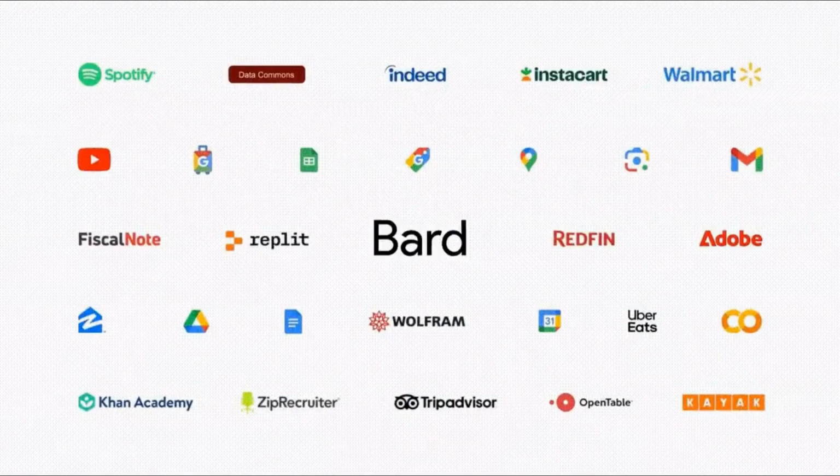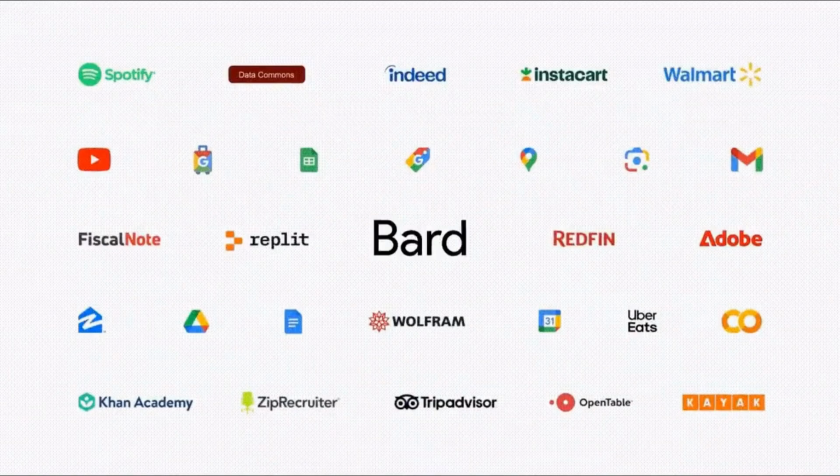These partnerships will allow Bard to access and use information from these services, which will make it even more powerful and versatile. For example, Bard could be used to book a flight or hotel room with Kayak, listen to music with Spotify, make a reservation at a restaurant with OpenTable, find a job with ZipRecruiter, order groceries with Instacart, solve math problems with Wolfram Alpha, learn about anything with Khan Academy.